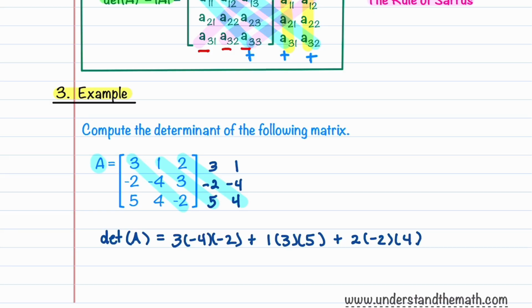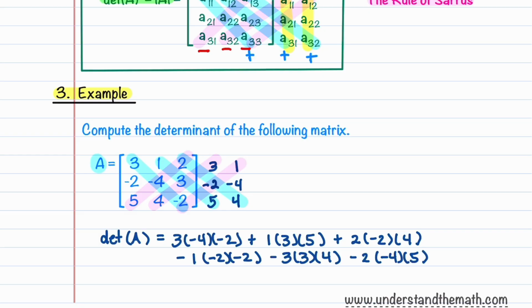Now we're going to go the opposite way. We're going to start in the upper right and go to the lower left. So we're going to multiply these numbers, and that's going to be a negative. So we have a minus 1 times minus 2 times minus 2. And then we'll multiply these numbers, and that's also a negative. So we have a minus 3 times a 3 times a 4. And then the last one, we're going to multiply these numbers. That also gets a negative. So we have minus 2 times minus 4 times 5.